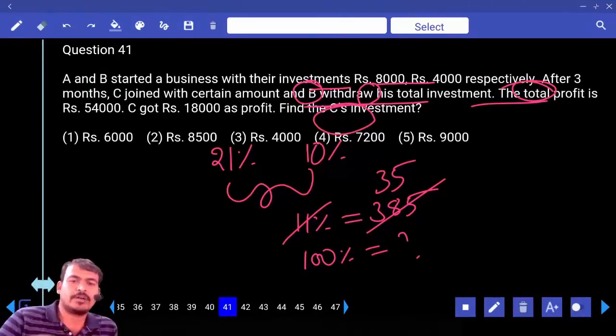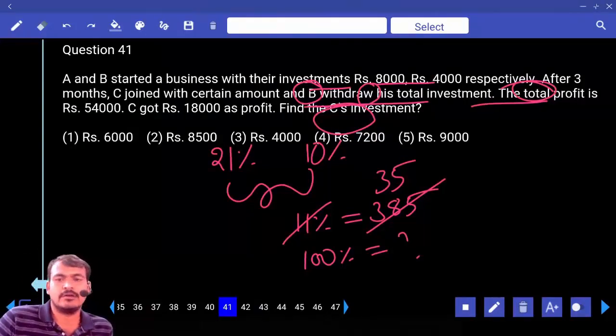Next question number 41. A and B started a business with their investments of 8,000 and 4,000 respectively. After 3 months, C joined with a certain amount and B withdrew its total investment. If the total profit is 54,000, and C got 18,000 as profit, find the C investment.